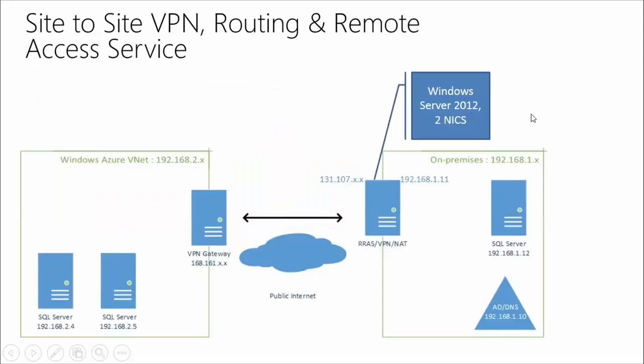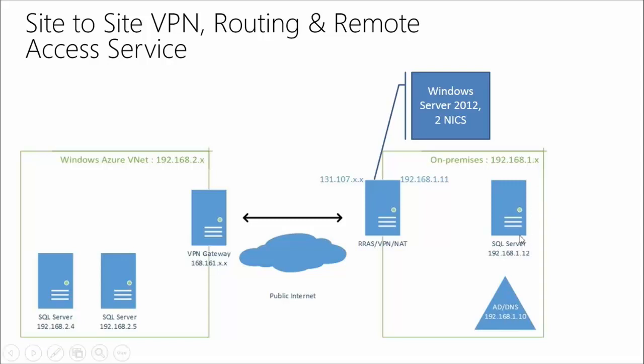Another way that you can make a hybrid application is to use site-to-site VPN and Routing and Remote Access Service. Now, for this, you're going to need Windows Server 2012 with Routing and Remote Access Service on it. Basically, what that does is it sets up a VPN between the Azure VNet and your on-premise application.